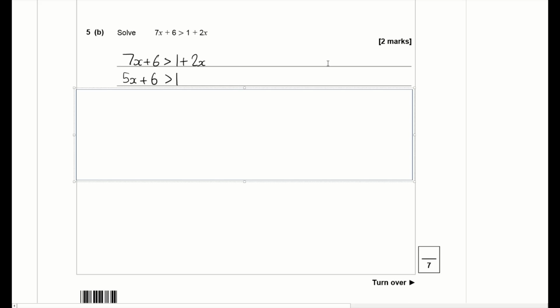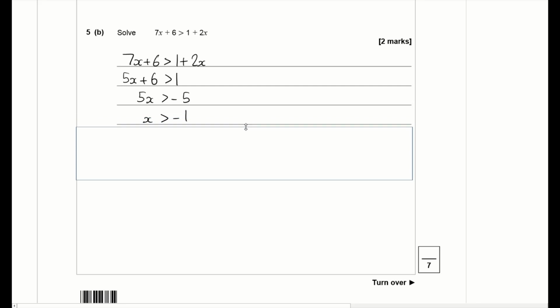So the first operation to do is note that the 7x has got the most x's on, so I decide I'm going to take away 2x, so we get 5x plus 6 is greater than 1. Next thing to do is consider that, well, I've got the x's on this side, so I want the numbers on the right hand side. I need to subtract 6, which we do as well, so we get 5x is greater than negative 5, and then because it's the same procedure as solving, in that case you need x in the singular on its own, divide it by 5, x is greater than negative 1.